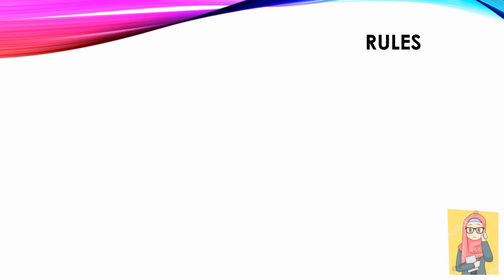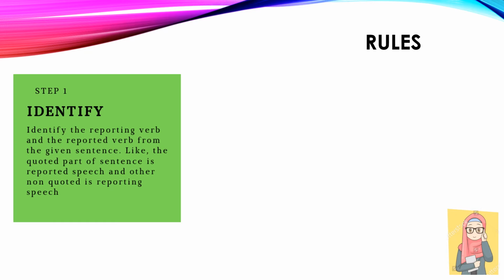Now, it is very important to know the rules before we start converting direct into indirect. We're going to be looking at it stepwise. So let's move on to step number 1. Step number 1 is called identify. Identify the reporting verb and the reported verb from the given sentence. The quoted part of the sentence is reported speech and the other, non-quoted part is reporting speech. So there are two parts to it.